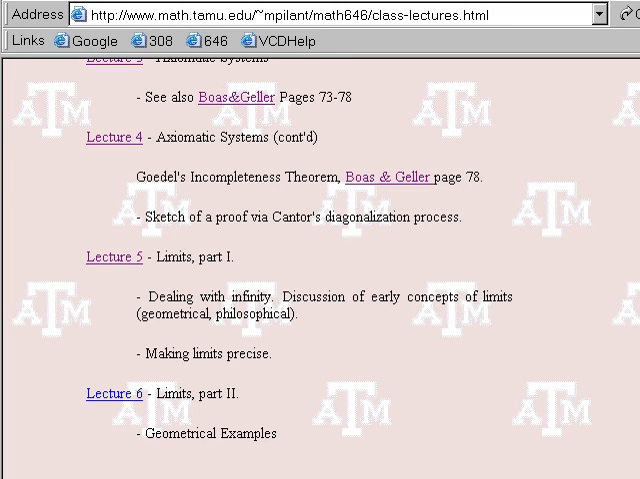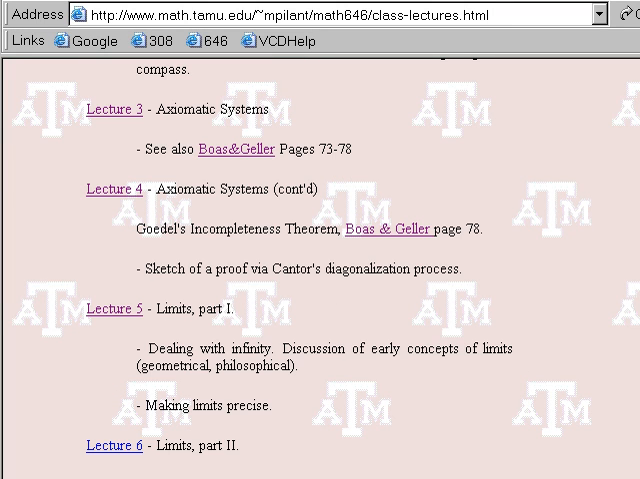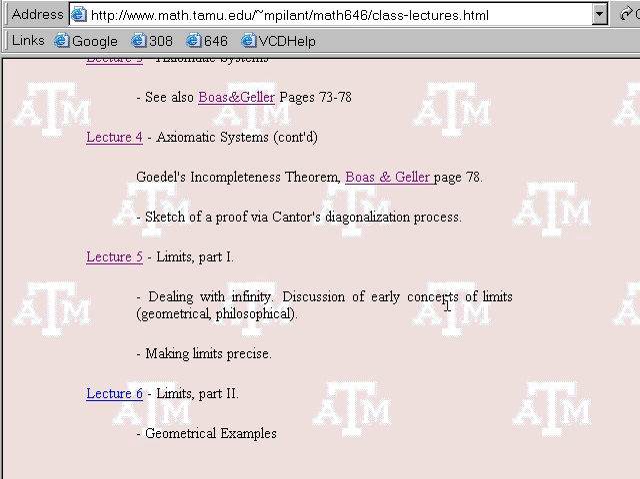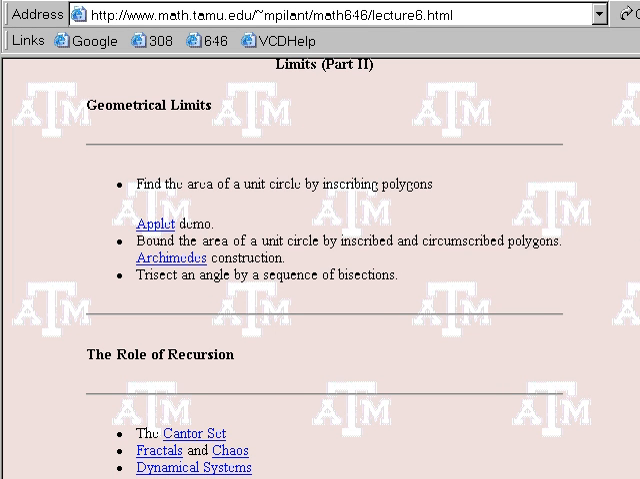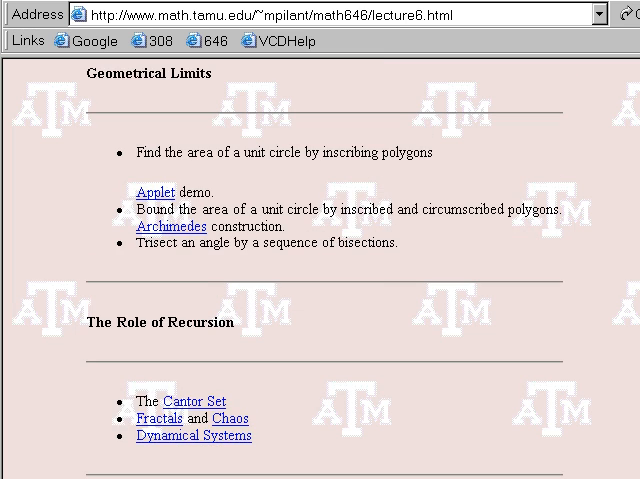Okay, this lecture is Limits Part 2, and today we're going to talk about some of the geometrical origins of limits, and then we're going to move up to a more or less rigorous definition, the epsilon delta definition of the limits. But I want to first motivate it by going a little bit out of order.